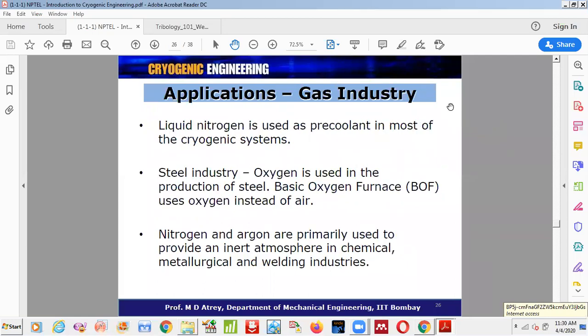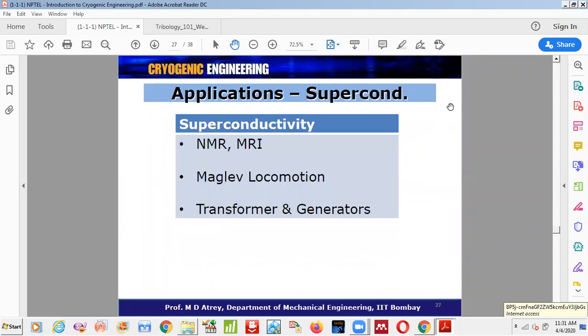Now, liquid nitrogen is used as a pre-coolant in most cryogenic systems. Yesterday I already told you. Then, in the steel industries, oxygen is used in the production of steel. The basic oxygen furnace uses oxygen instead of air. Nitrogen and argon are primarily used to provide an inert atmosphere in the chemical, metallurgical, and welding industries.